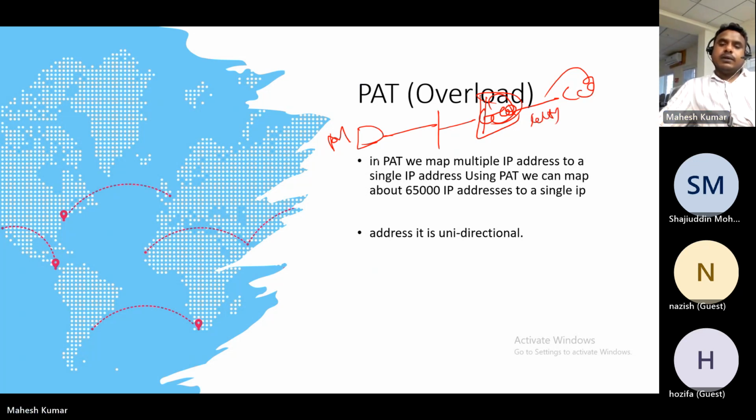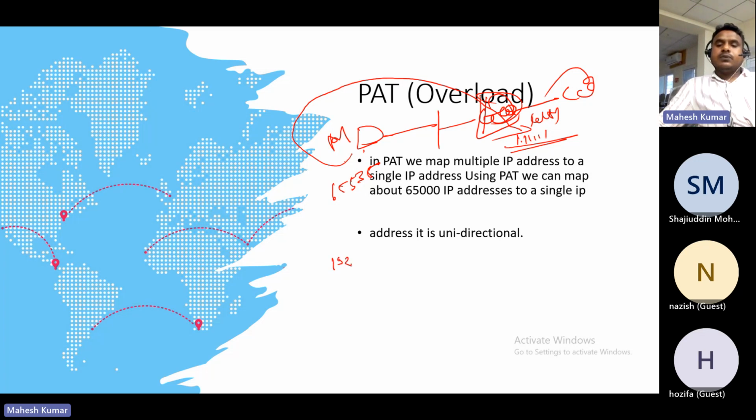So here, if you're using 1.1.1.1 as a public IP and you're using private IPs, by using this single public IP, 65,535 users can communicate by using this one. So how will it work?